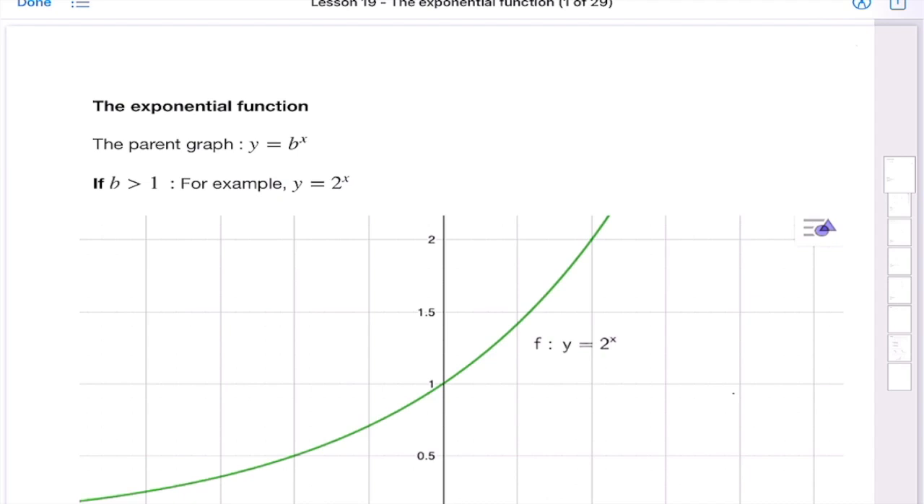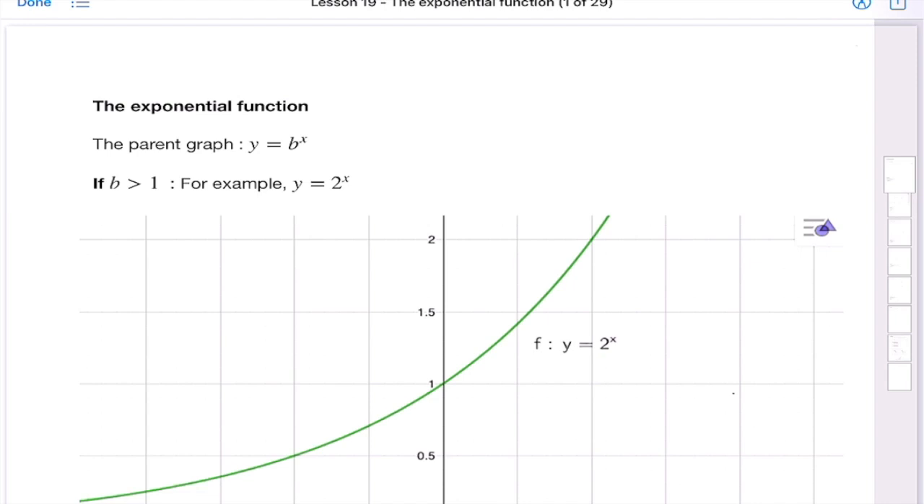Let's have a look at the exponential function. The parent graph is given by the equation y is equal to b to the power of x. We will start with b, the base, being a number that is greater than 1. If you remember from grade 10, you will recall that the base can be greater than 1, or the base can be any number between 0 and 1.